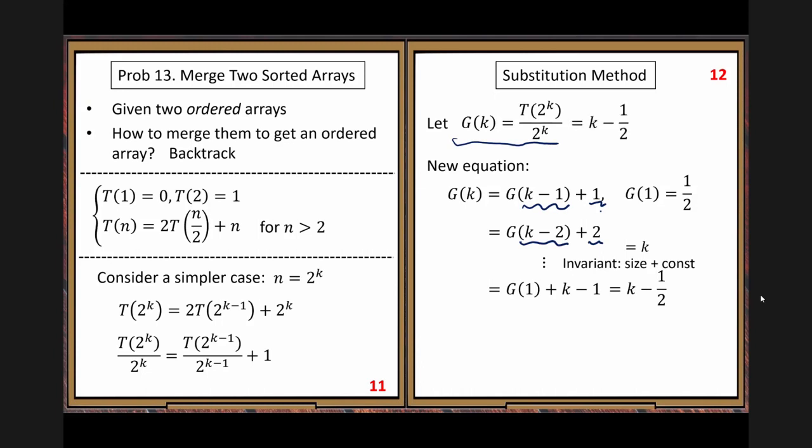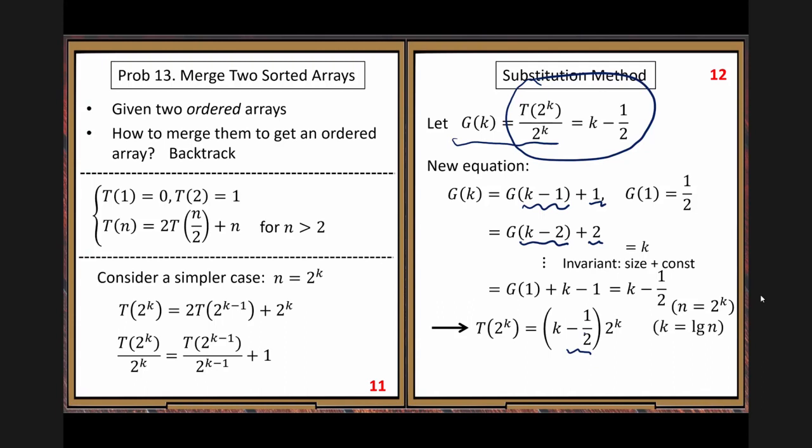And we want to go back to the original function using T. So let's calculate. T of 2 to the k equals (k minus 1/2) times 2 to the k. N equals 2 to the k. This 1/2 is very small, we can ignore it. So approximately we use k, but k is log base 2 of N. So we get the approximation T of N equals N log N. That's the estimate, that's the worst case. For merge sort, we need to do this many comparisons, N log N.